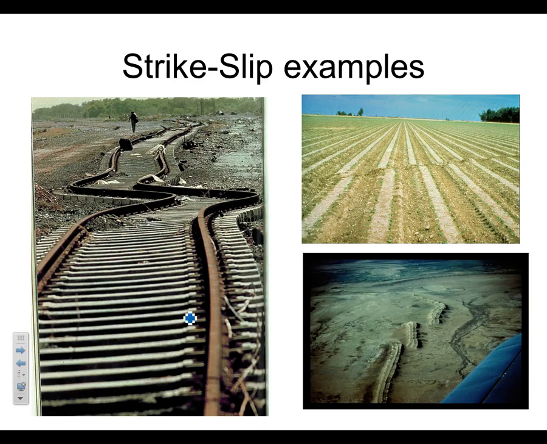Here are some examples. Railroad track, not very good for a train because the boundary has broken it. This farmer's cornfield. You see these rows of crops have been offset by a strike-slip fault. So here's the fault line going right through that farmer's field. This is looking out from an airplane. So here's the airplane wing. You see this mountain chain has been broken into parts by some faults.